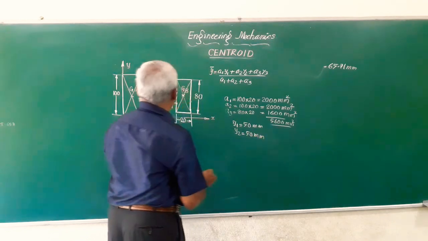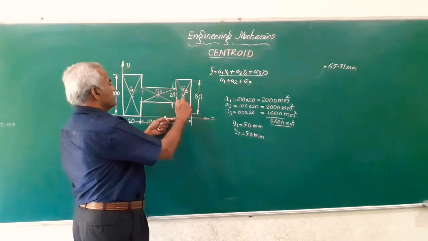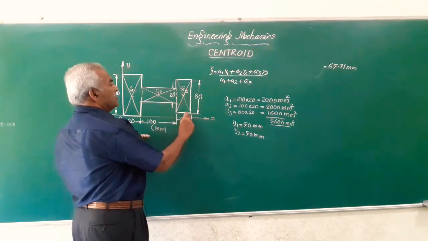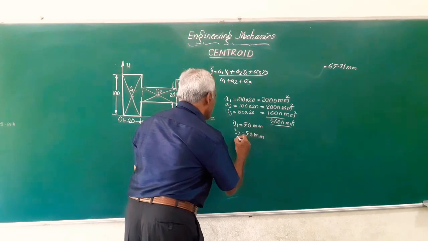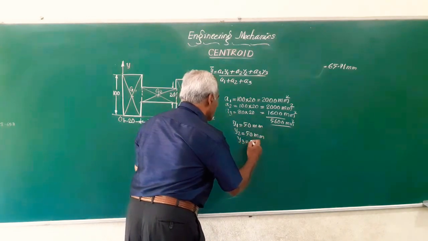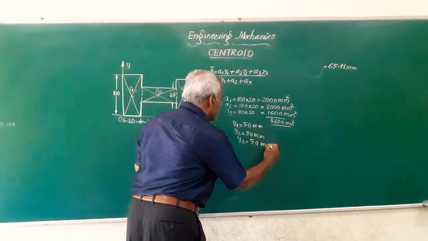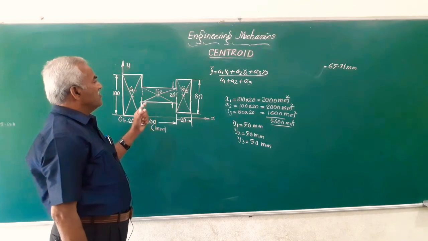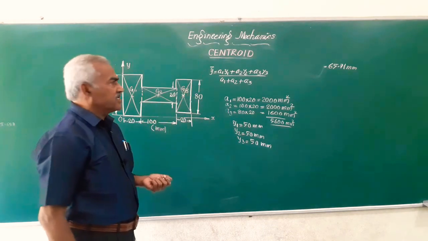And finally friends, I want to find out this distance. This again same as 50. From the x-axis to this is 50. See friends, you will see that the distance of all these centroids measured from the x-axis are all the same. Now with this, let us find out what is y bar.